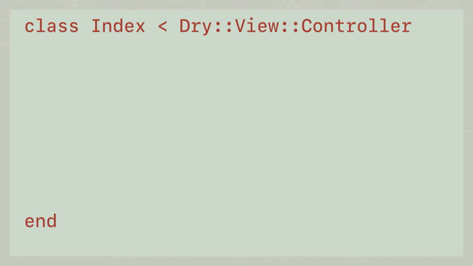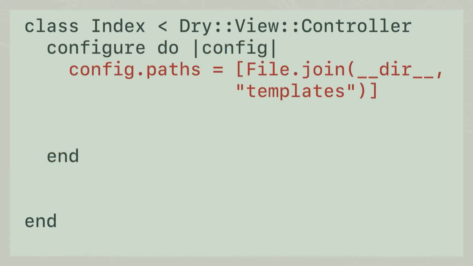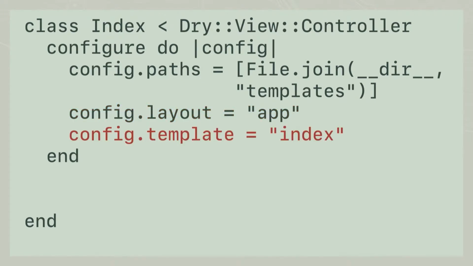Firstly, we inherit from Dry View Controller. We set up some config. Paths is an array of directories that will be searched for templates. Layout is the name of the layout to render templates within. Template is the name of the template for rendering this view. And then we add an exposure to make some products available to our view. Then we'd define a simple template, a layout matching that config, and output our products into the template.